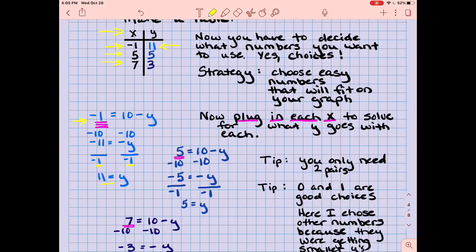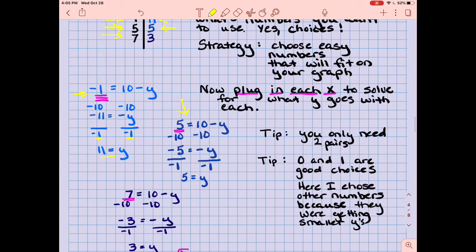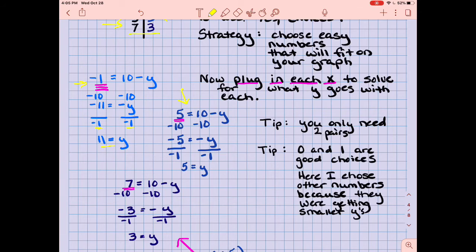So I tried to aim for a number that might give me a little bit smaller y, so I tried a 5. And so I plug that in here, and I get y equals 5. So 5 and 5 is also a point on my graph. And then just for kicks, I did another one. I plugged in 7, and I got 3, y equals 3. So here's a tip. You only actually need 2 pairs. So you only need 2 x's to solve for the y's that go with them. 0 and 1 are good choices because they're easy.